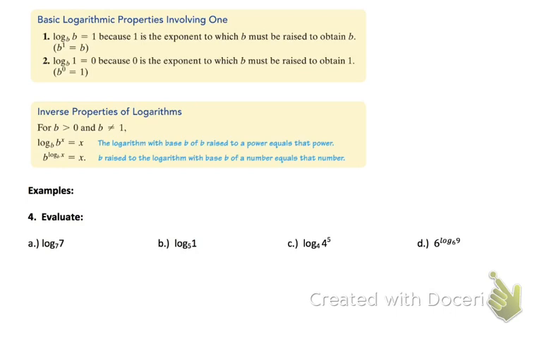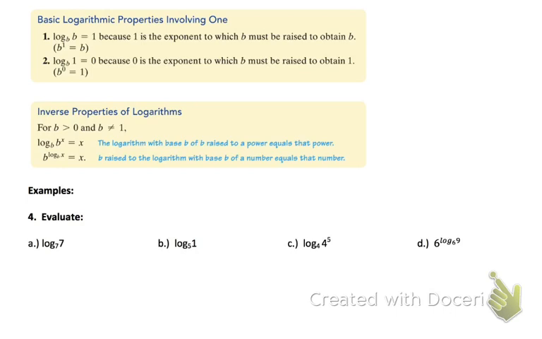Secondly, if I take the log base b of 1, that has to equal 0, because b to the 0 power is always going to equal 1. And so that's any log. Log base 2 of 1, log base 10 of 1, log base 0.56 of 1. The answer is always going to be 0 in that case.